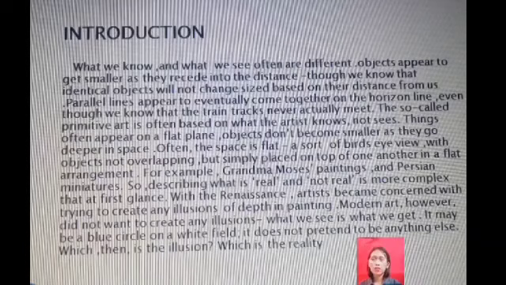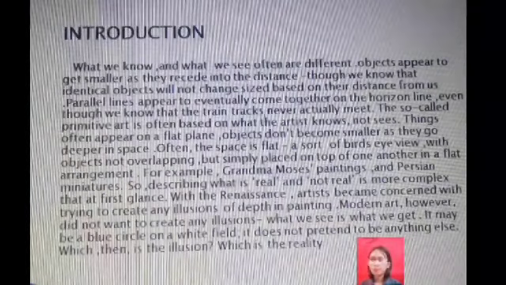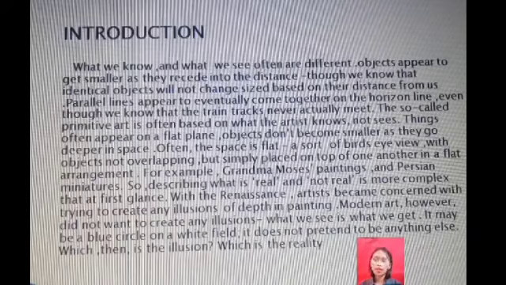Objects appear to get smaller as they recede into the distance, though we know that identical objects will not change size based on their distance from us. Parallel lines appear to eventually come together on the horizon line, even though we know that train tracks never actually meet. So, the so-called primitive art is often based on what the artist knows.